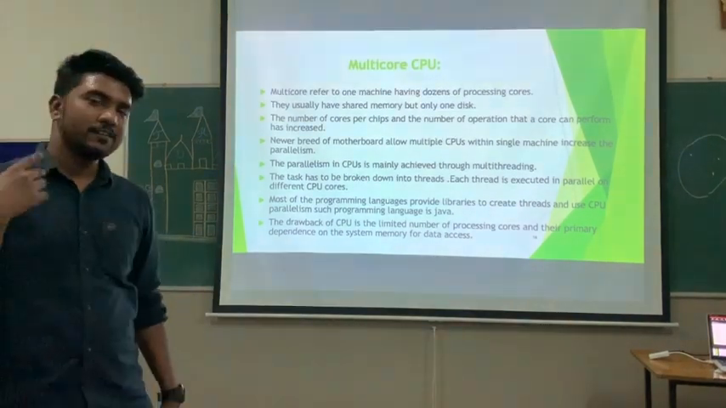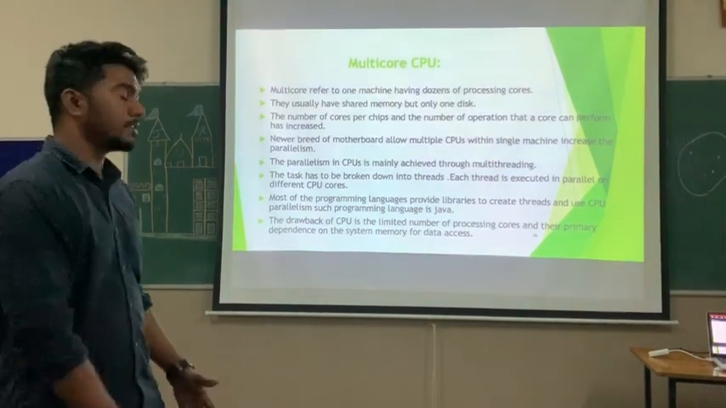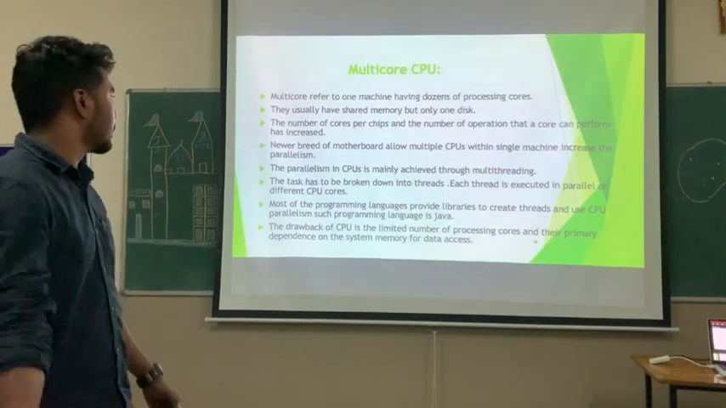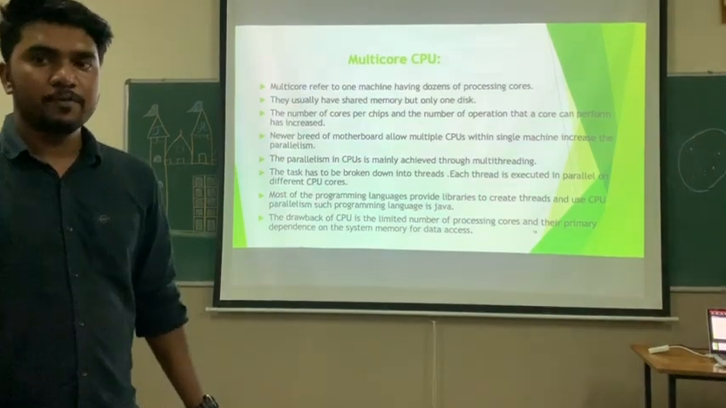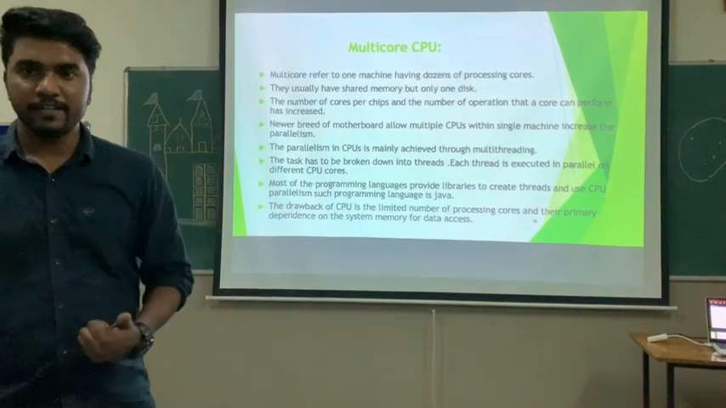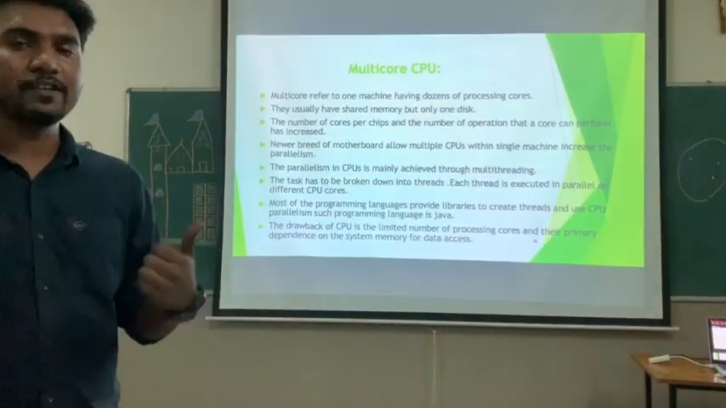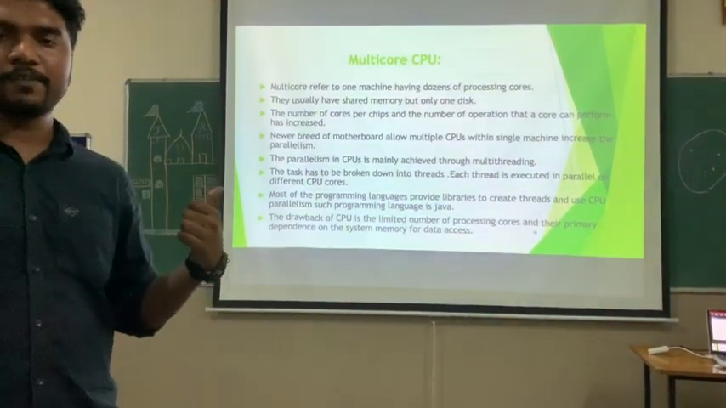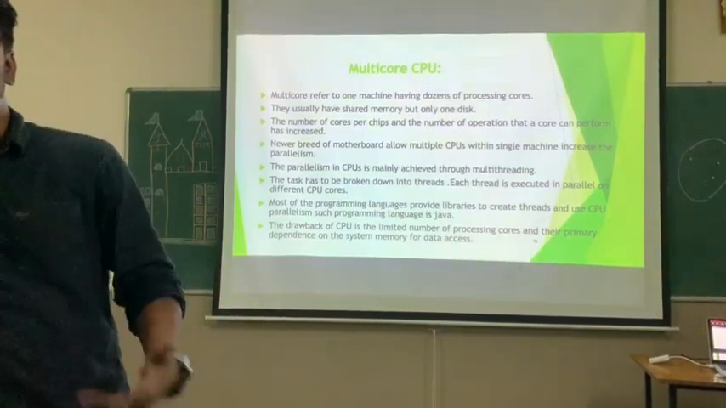And so the parallelism in CPU is mainly achieved through multi-threading. The task is broken down into threads, and each thread is executed in parallel on a different CPU core. Most programming languages provide libraries to create threads and use CPU cores, such a programming language is Java. The drawback of this multi-core CPU is that they have limited memory.